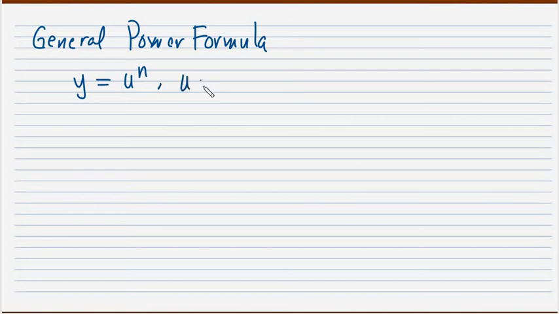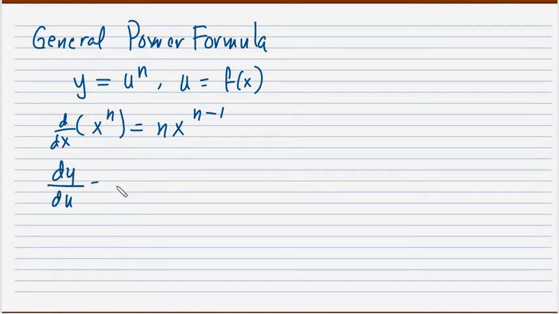The general power formula. Okay, so let's say we have y is equal to u raised to n, and our u is a function of x. Okay, so we know that the derivative with respect to x of x to the n is n x raised to n minus 1. So we will get the derivative of y with respect to u. It will be n u raised to n minus 1.